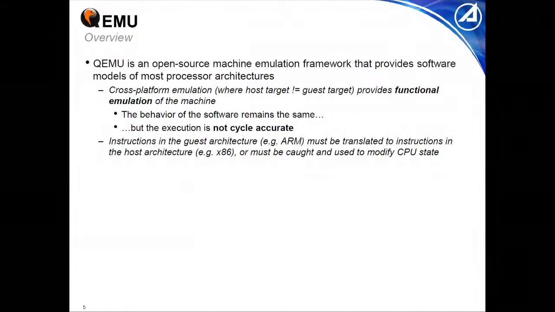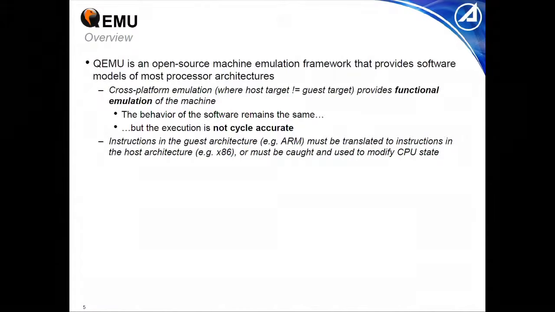But I know some of you probably aren't familiar with it, so I'm going to try to give a little bit of a more technical overview of the technology. QEMU, as I said, is an open source machine emulation framework that provides software models of most processor architectures, the more popular ones definitely. You might be familiar with QEMU in the context of a virtual machine, in which case it provides the ability to hook into something like KVM from Linux to emulate multiple machines running on one, for example, desktop class x86 processor.